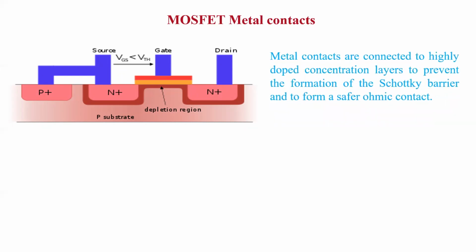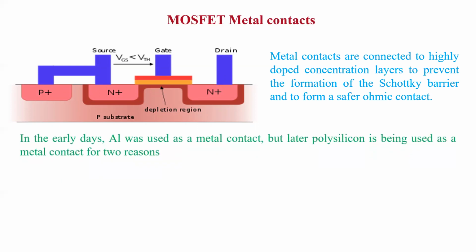So metal contacts are connected to highly doped layers. This is to prevent the formation of a Schottky barrier and to form a safer ohmic contact. As I explained just now, this is just to avoid Schottky barrier formation and to develop a good, safer ohmic contact. Now, in the early days, aluminum was used as a metal contact, but later polysilicon is being used as a metal contact. This is because of two reasons.